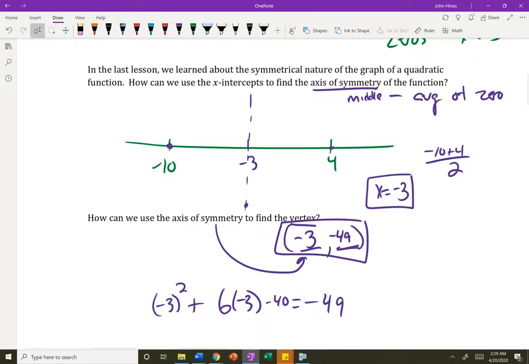I could have just used my calculator, but I want you guys to understand that the axis of symmetry is in the middle. It's in the middle of your two zeros. Once you find your zeros, you can go back and find the middle. It's the average of the two zeros. To find the axis of symmetry, you average, add them up and cut it in half.